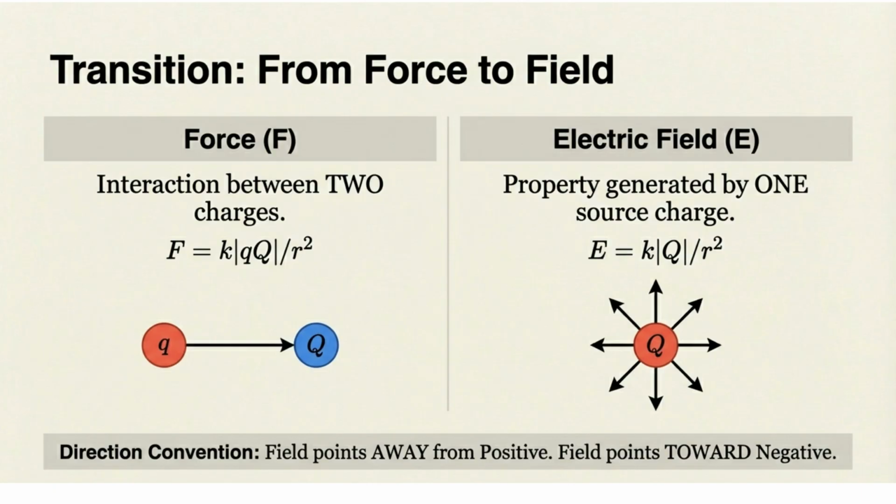Let's review the transition from force to electric field. Force is the interaction between two charges. The electric field is a property generated by a single source charge. The direction convention is that the field points away from positive charges and toward negative charges.